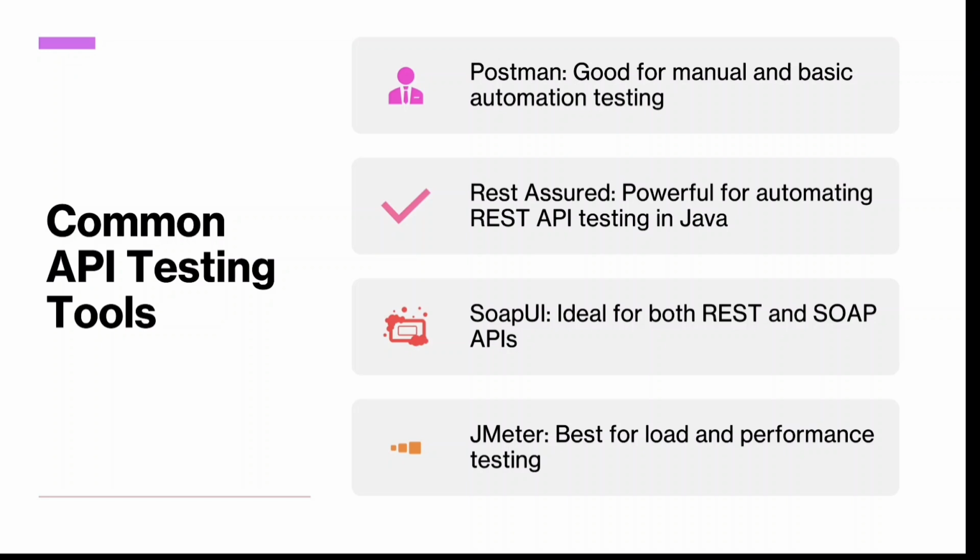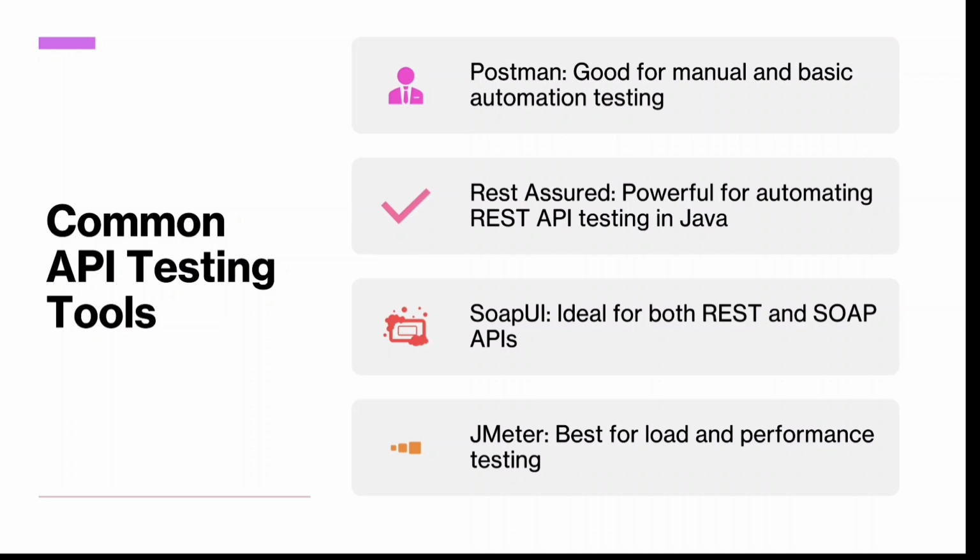Another is REST Assured. REST Assured is a powerful automation testing tool, but it requires Java and Maven. That way we can test our API. And then there is SoapUI. It is very ideal for REST and SOAP APIs, but it is less used nowadays. Another testing tool is JMeter.